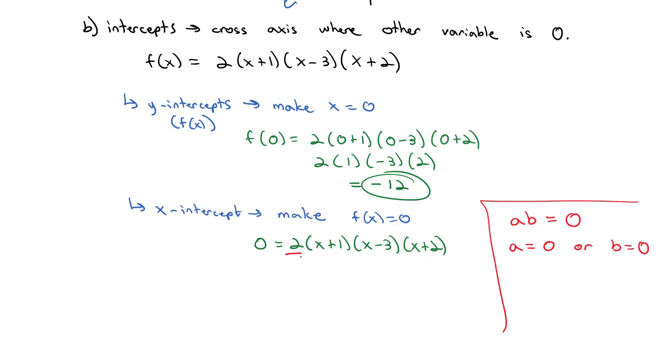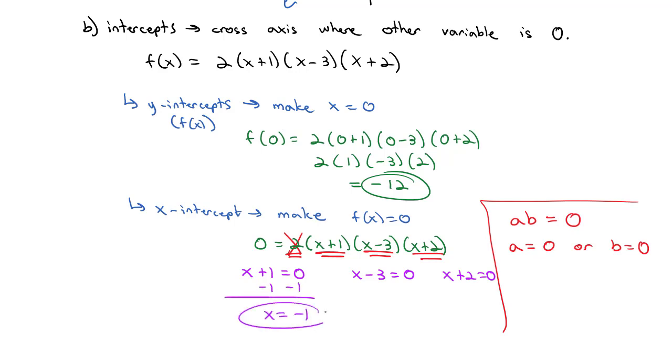Well, here I've got 4 parts: a 2, an x + 1, an x - 3, and an x + 2. Now the first factor, 2, is clearly not a 0, because there's no variable there. But the other 3 factors could be, and so I can set up an equation where the first factor equals 0, the second factor equals 0, and the third factor equals 0. And I can solve each of these quickly by subtracting 1, adding 3, and subtracting 2. And that's going to give us 3 x's. That means this graph has 3 x-intercepts.